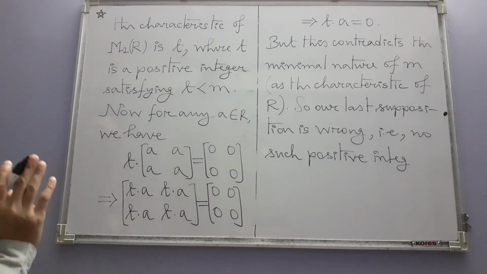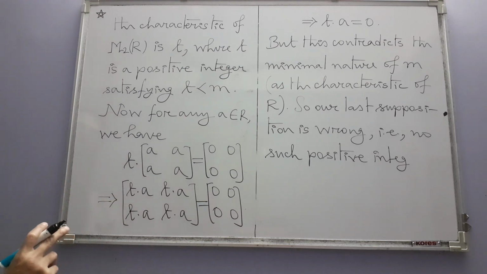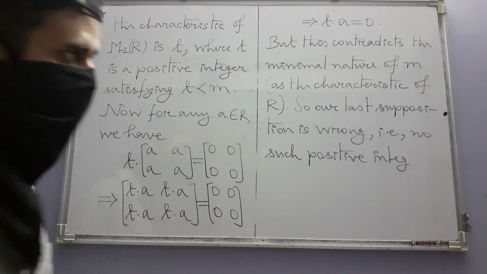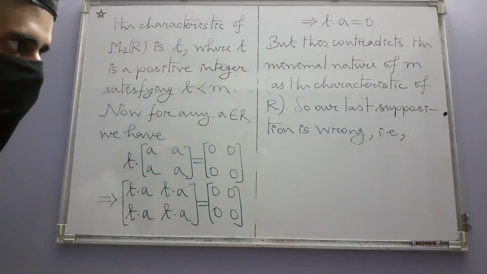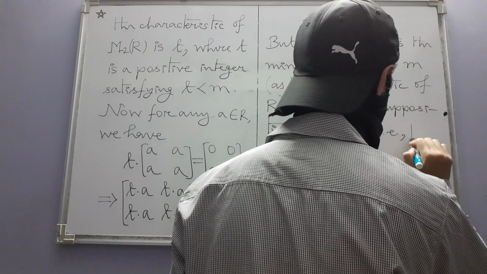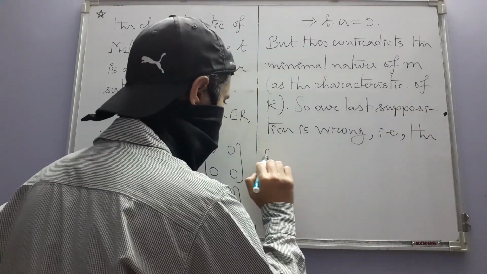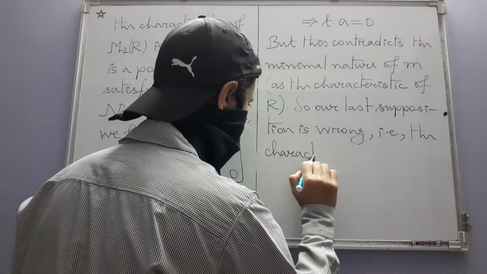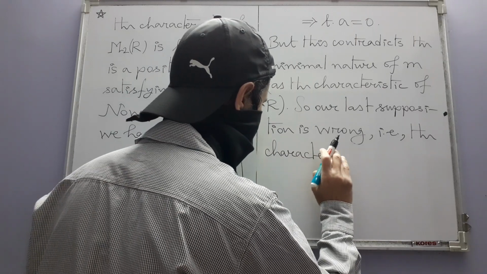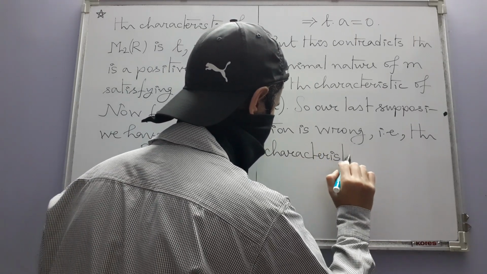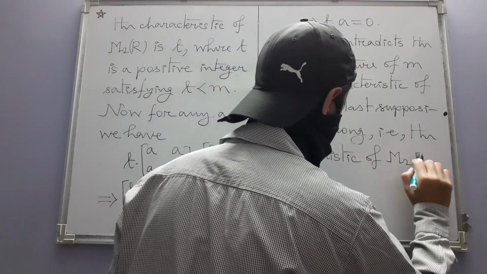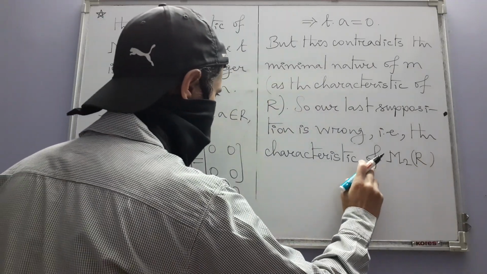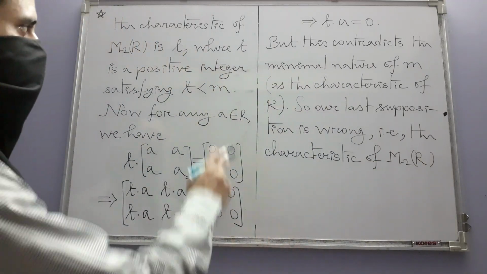Wait, what is the exact supposition that we made? That let the characteristic of M2R be T. Okay. That is, the characteristic of this cannot be T means what? It cannot be less than M.